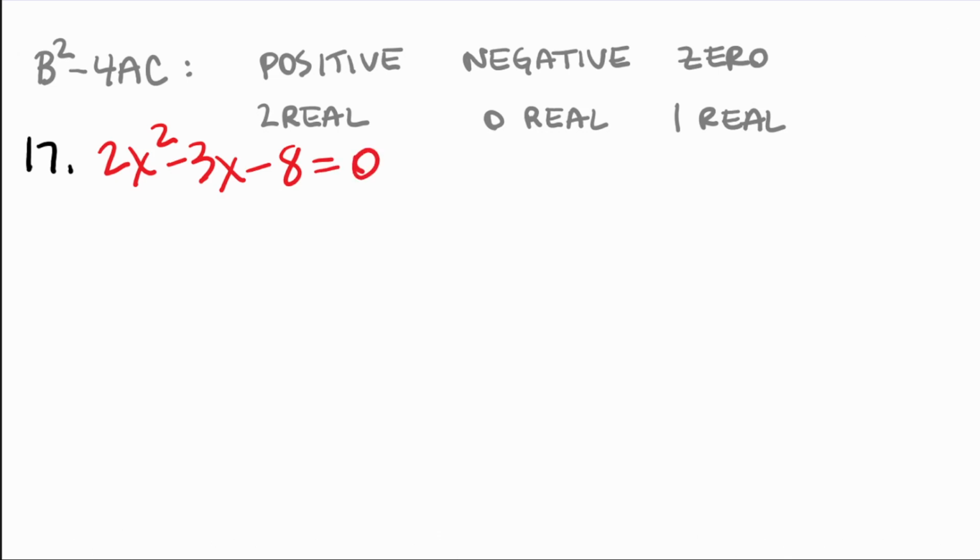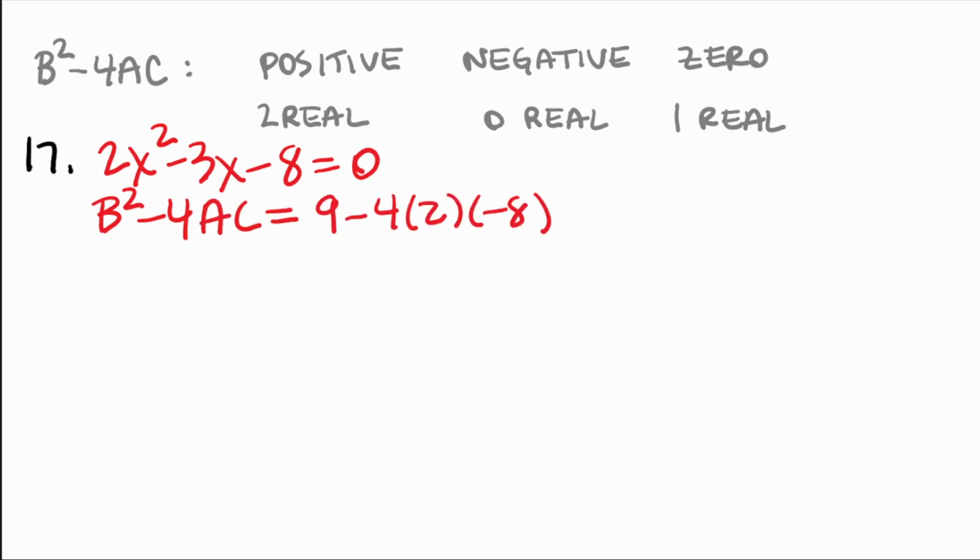So this is equal to 0. Make sure I copied it right. Yeah, okay. So 9 minus 4 times 2 times negative 8. That always ends up being plus, because they have opposite signs. So that's greater than 0. And then, yeah, I'm happy. Two real solutions.